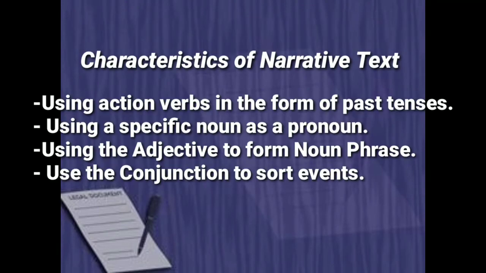Characteristics of narrative text: using action verbs in the form of past tense, using specific nouns as pronouns, using adjectives to form noun phrases, using conjunctions to sort events.